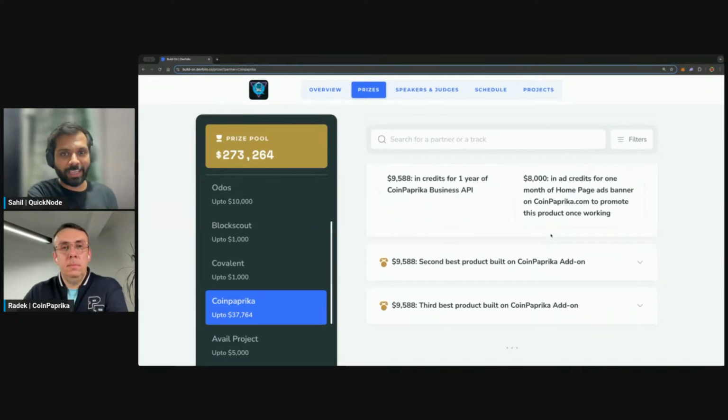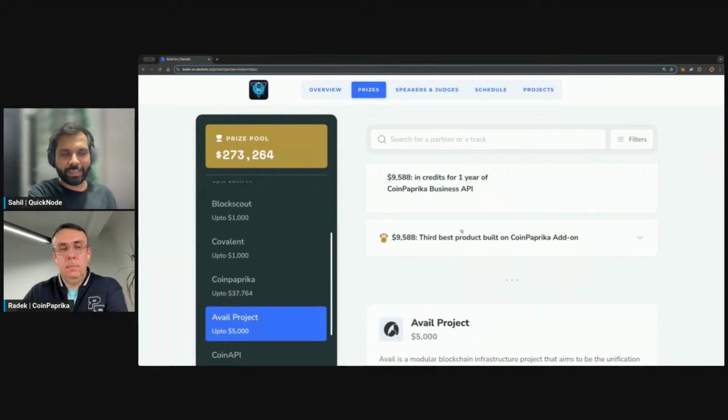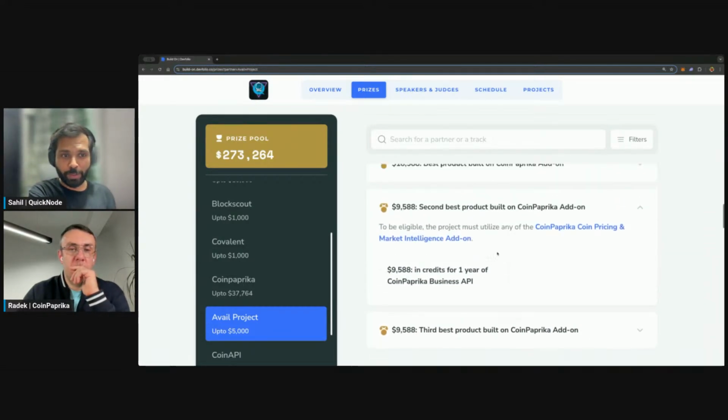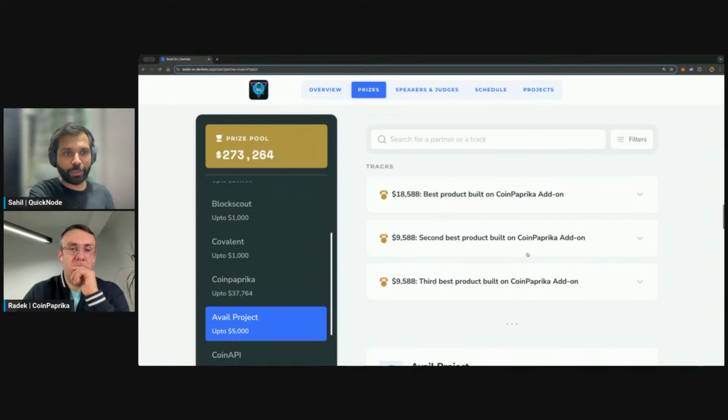The runner-up and second runner-up, second place and third place, will each win $9,588 worth of credits for 1 year of the CoinPaprika Business API plan. So make sure that you include CoinPaprika in your submissions if you're using their APIs, and you can be eligible to win these exciting bounties.